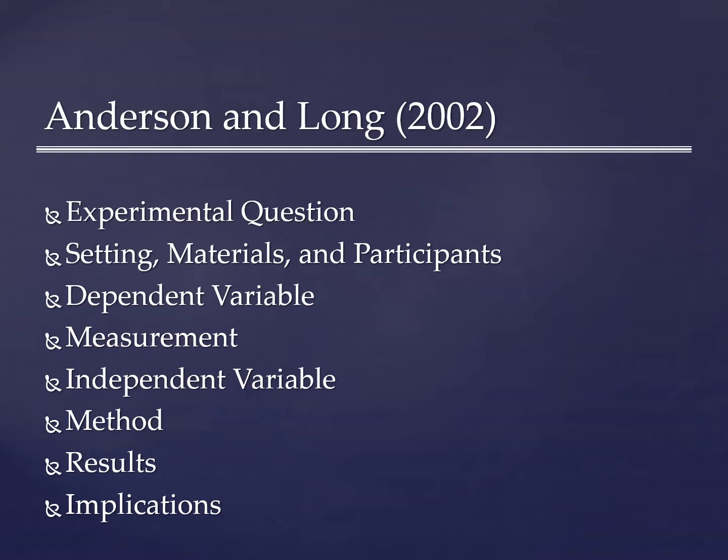As you should remember from measurement and research methods, these are the components of an empirical article that you should always consider if you wish to summarize that article or assess whether the results of the study are indeed valid and useful. The experimental question, setting, materials, and participants, the dependent variable and how it's measured, the independent variable and how it's manipulated in the methods section, the results, and the implications.